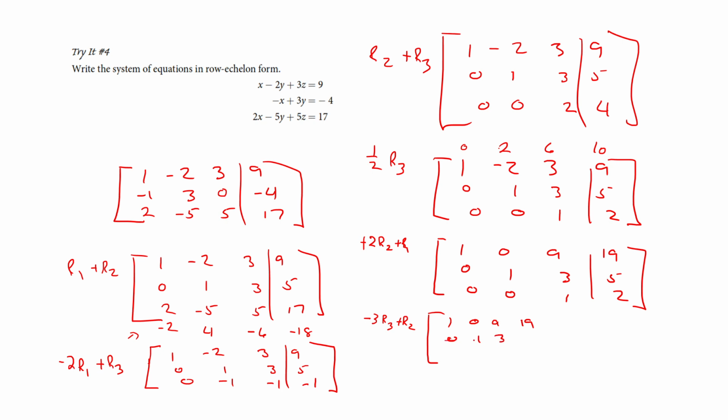Oh, shoot, I'm supposed to be adding that to row 2. So if I run a -3 here, it's going to get 0. It's going to keep that 1. It's going to create a 0. -3 times -2, -6, -1.